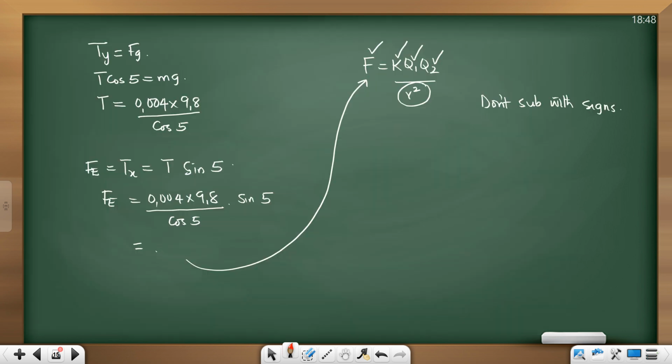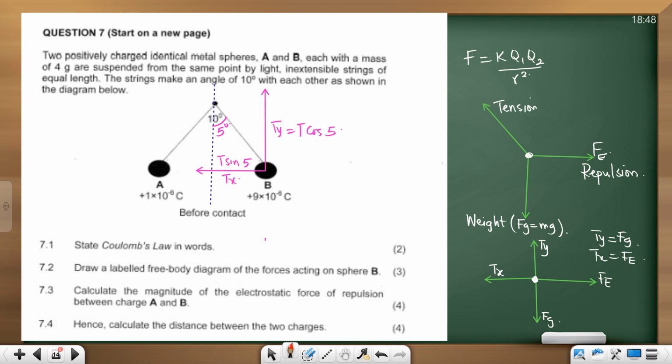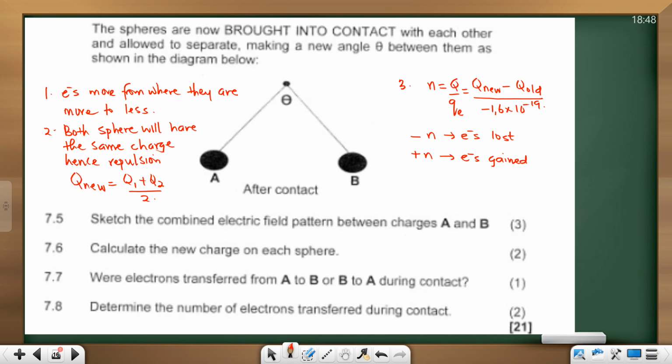Let's just check something quickly because I've answered the whole thing here. Which one has more electrons? That's what we're going to look at. Plus 1 times 10 to the power negative 6 or plus 9 times 10 to the power negative 6. The one that is closer to the negative has more electrons. This one has more electrons. Please take note, it is closer. The more negative an object is, the more electrons it has.